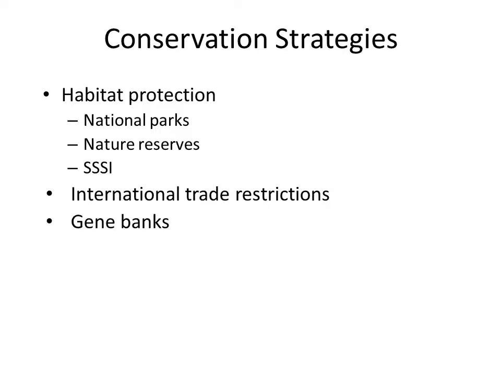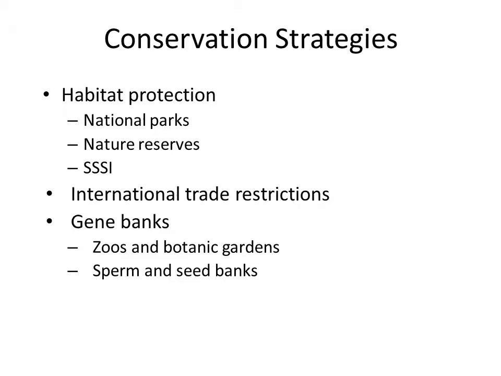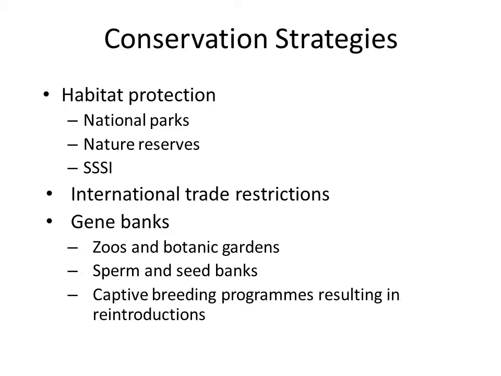Gene banks can be established to try and protect the gene pool of threatened species. This can take various forms. Threatened plants and animals can be reared in zoos and botanic gardens. By using sperm and seed banks, the genes of threatened species can be stored and easily transported around the world if needed, if they are going to be used in breeding programs.